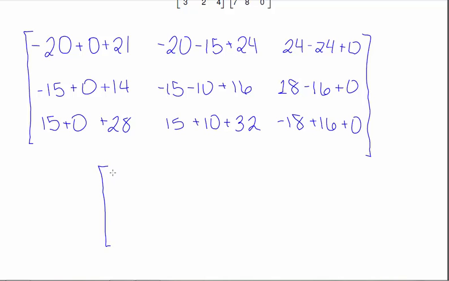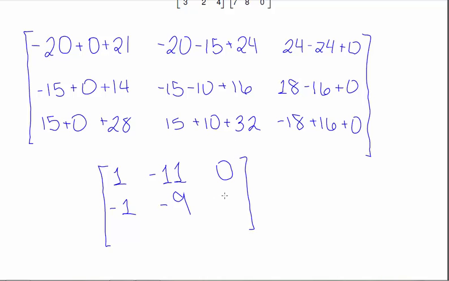Negative 20 plus 0 plus 21 is 1. Negative 20 minus 15 plus 24 is going to be negative 11. 24 minus 24 plus 0 is 0. Negative 15 plus 0 plus 14 is negative 1. Negative 15 minus 10 plus 16 is going to be negative 9.